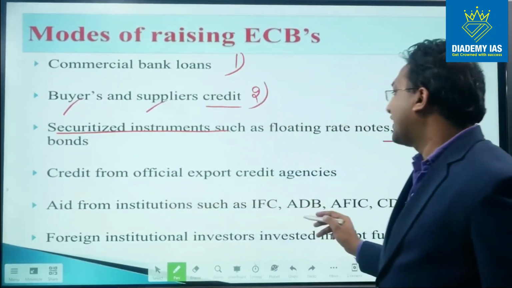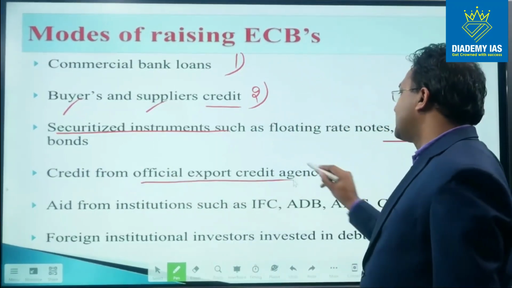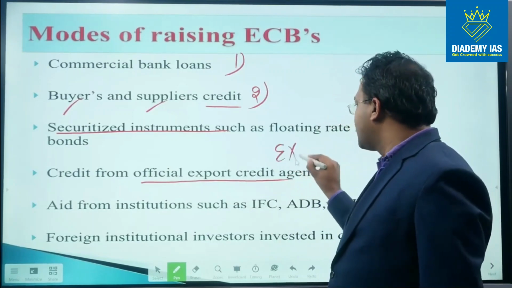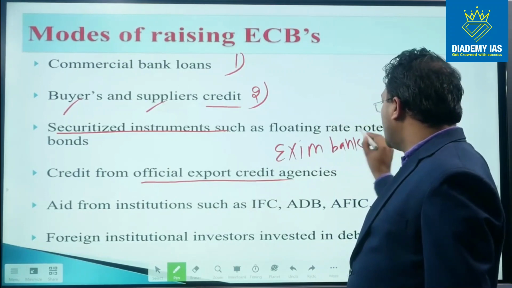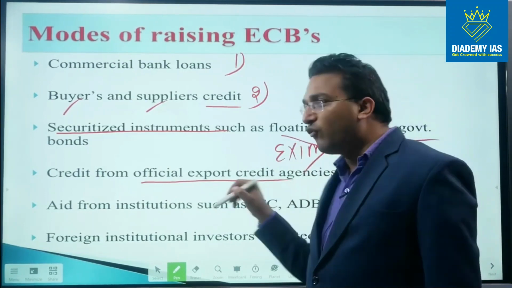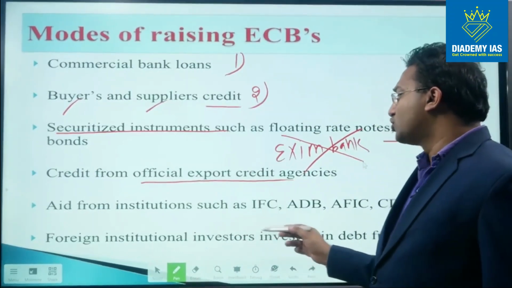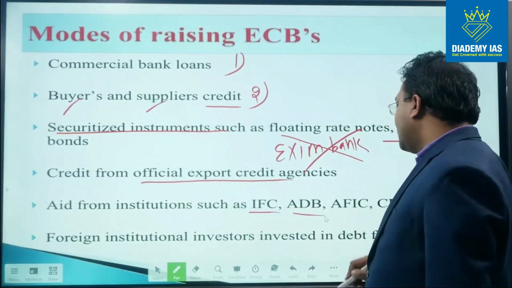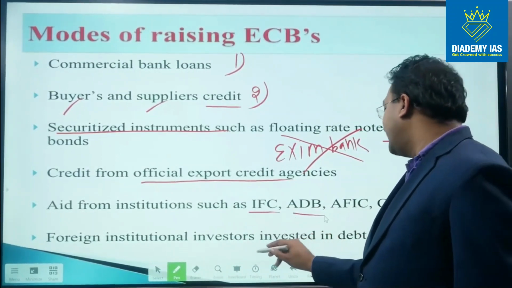Credit from official export credit agencies. So there are official export credit agencies. For example, in India we have Exim Bank. Similarly in the foreign countries there are banks who give the loan to the foreign companies. Aid from the institutions such as IFC, International Finance Corporation, which is part of the World Bank, Asian Development Bank, etc.